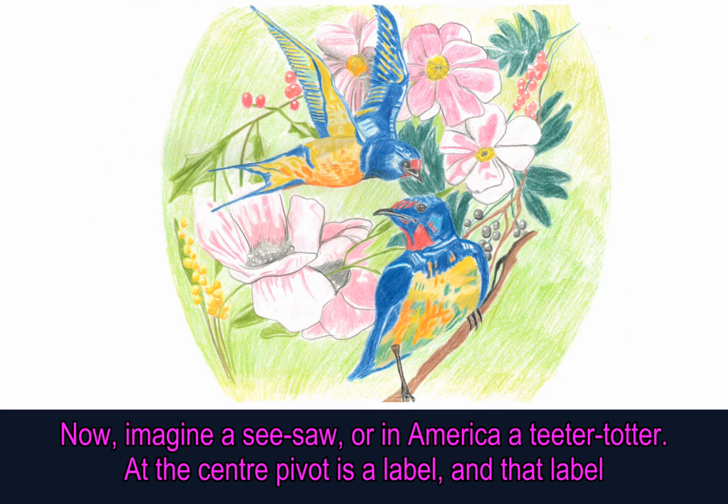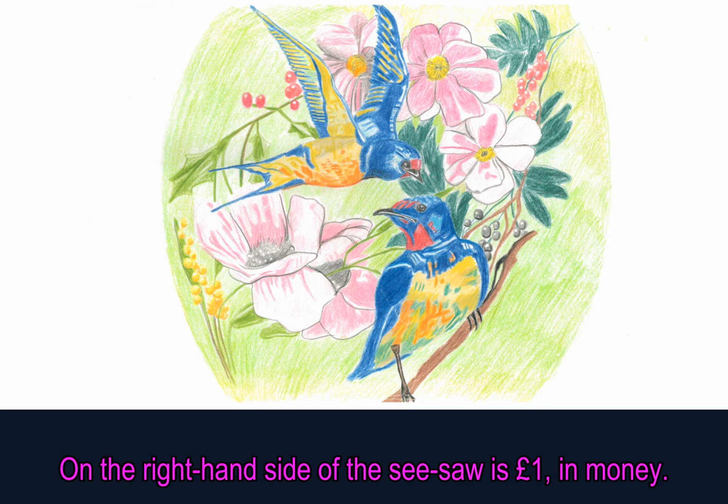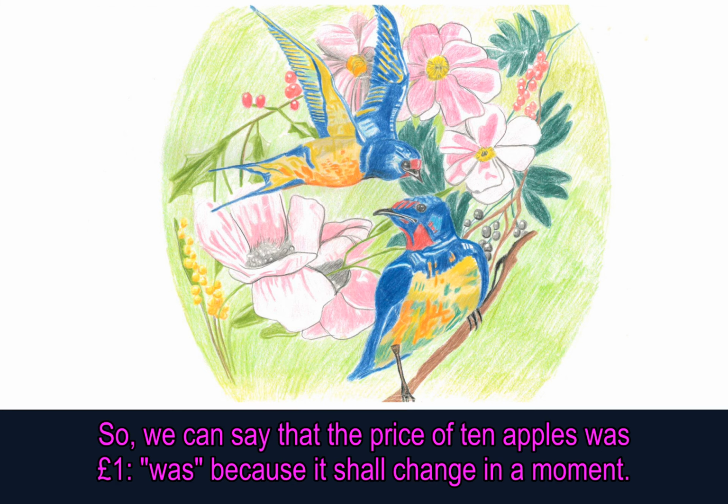Now imagine a seesaw, or in America, a teeter-totter. At the center pivot is a label, and that label says price. On the left-hand side, as we view the seesaw, is 10 apples. On the right-hand side of the seesaw is £1 in money. So we can say that the price of 10 apples was £1. Was, because it shall change in a moment.